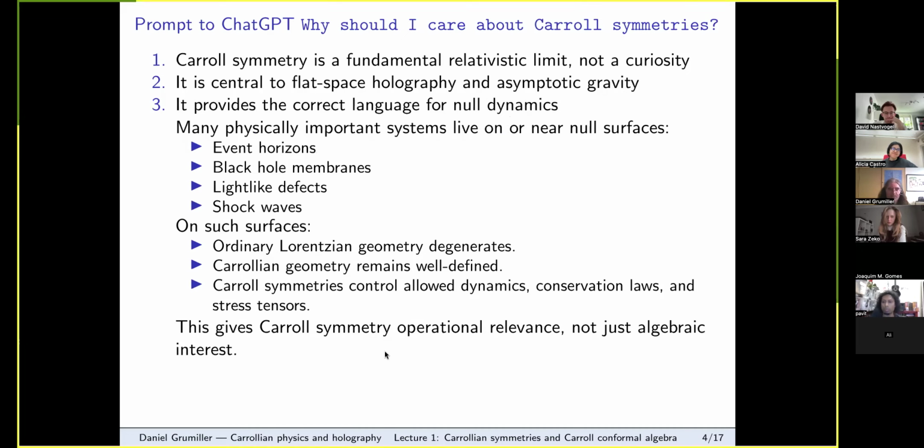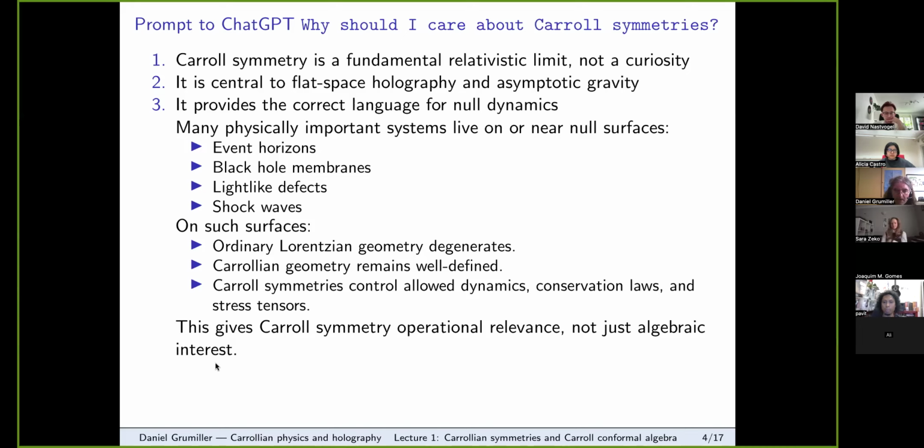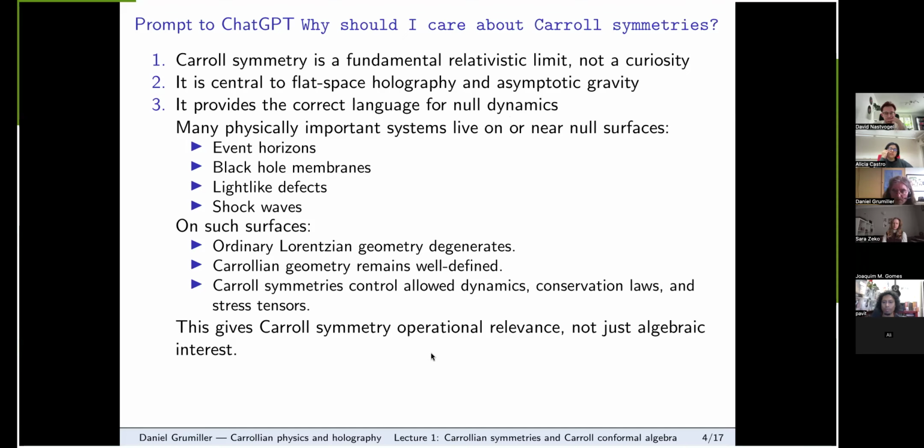Then there's more. It provides the correct language for null dynamics. Many physically important systems live on or near null surfaces: event horizons, black hole membranes, light-like defects, shock waves. That's correct. On such surfaces, ordinary Lorentzian geometry degenerates, but Carrollian geometry remains well-defined. That's also correct. And the Carroll symmetries control the allowed dynamics, conservation laws, and selection rules. That's also correct. So this gives Carroll symmetry operational relevance, not just algebraic interest. I would agree with that.